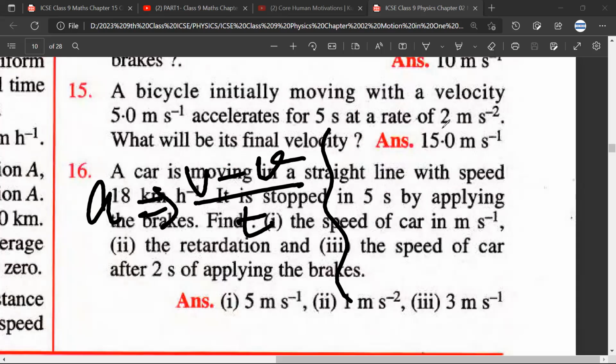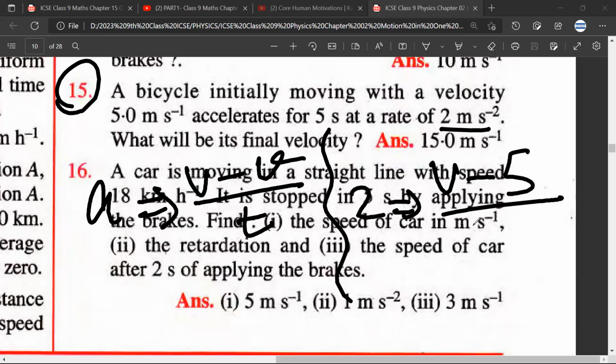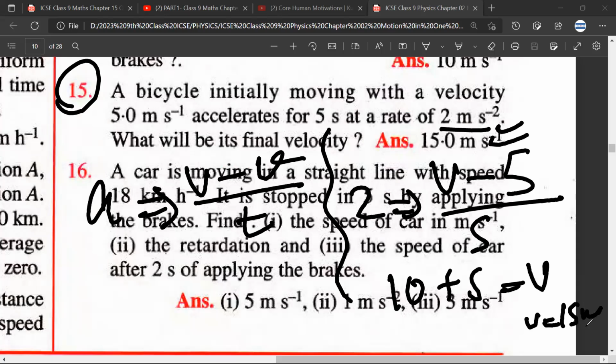Okay. A bicycle moving with a velocity of 5 meter per second accelerates at the rate of 2 meter per second square. So what would be the final velocity? So final velocity is v, it was moving at 5 meter per second and the time is 5 second. So my v would be 5 into 2, 10 plus 5. So my v would be 15 meter per second. Avantika, any doubt? No. Sanji, any doubt?